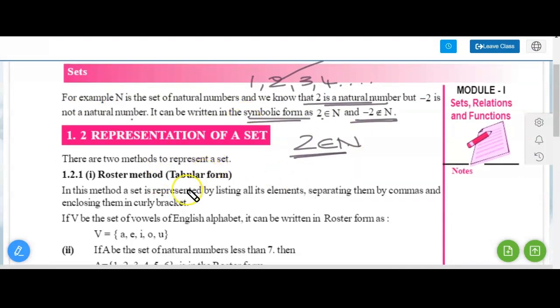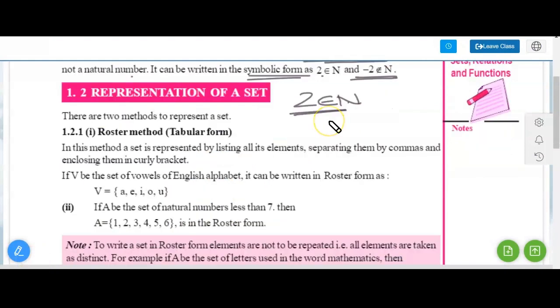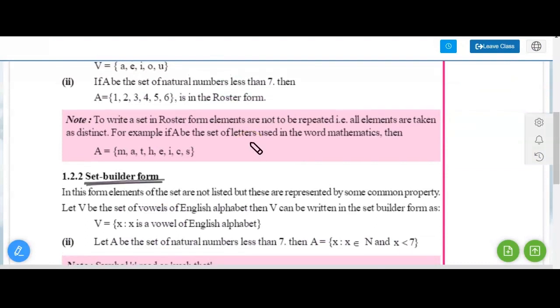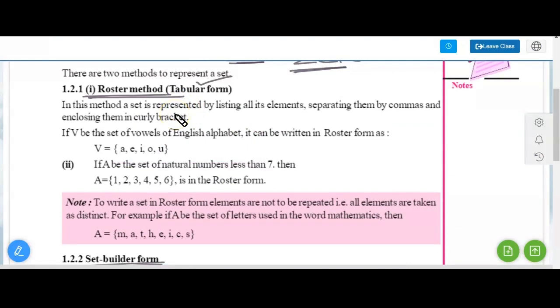Next one is the representation of a set. We have already seen what a set is, and now you have to show how a set will be represented. So we have got two methods here. One is the roster method, or you can say tabular form. The next method is set builder form. Now what is the difference between both of them? Let's see.